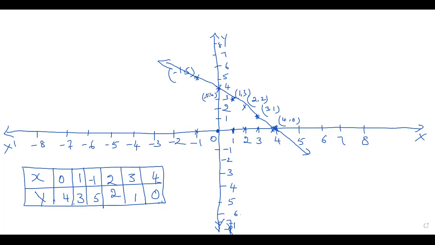So this is the graph for your first equation. Second one, the equation is x minus y is equal to 0. Right?